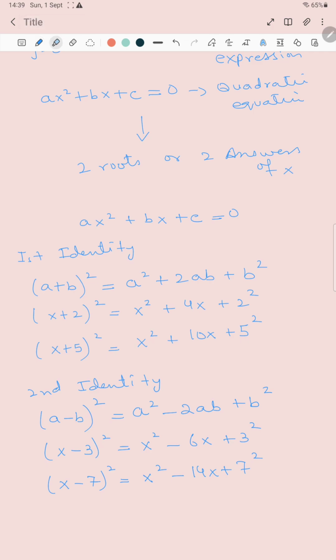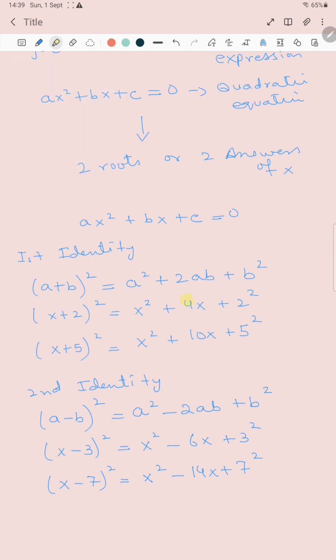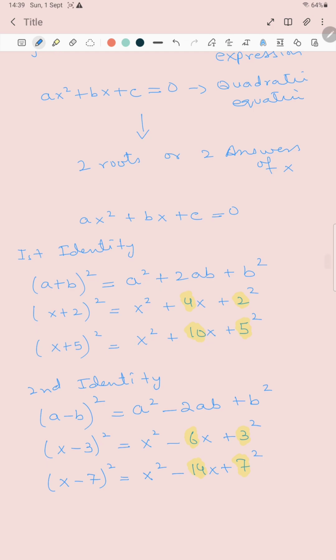So now you have to focus on one thing. When it is 4, over here it is 2, half of 4 is 2. When you have 10, half of 10 is 5, so 5 square. Here you have 6, and half of 6 is 3, so you have 3 square. Over here it is 14, half of 14 is 7, so 7 square. Now we will use this concept in completing the square.